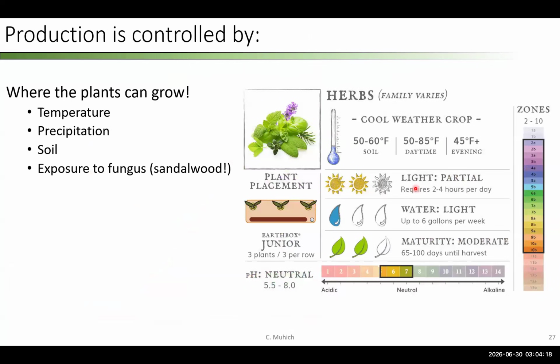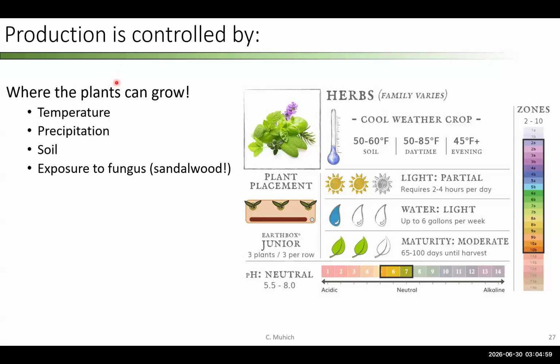And so where the plants are going to grow is going to depend on numerous things. In general, we can think about temperature and weather patterns over the course of the year. Do we have a temperature increase, decrease, etc.? How wet things are, so precipitation, the soil quality, exposure to sun, and potentially exposure to other environmental sets. For example, sandalwood requires exposure to a fungus in order to produce the smell that's associated with sandalwood.